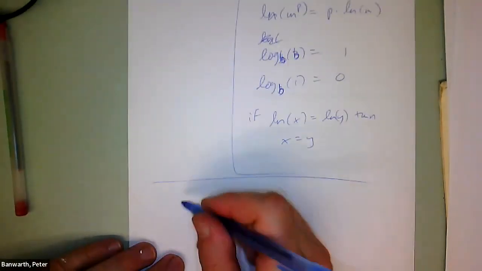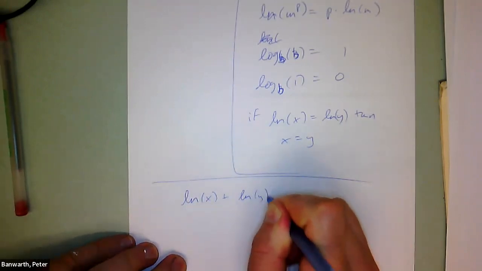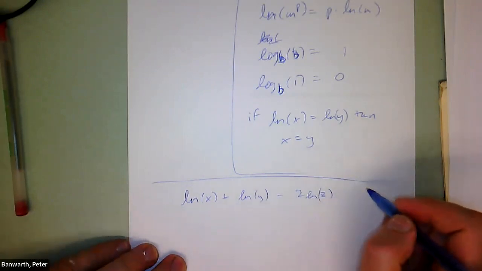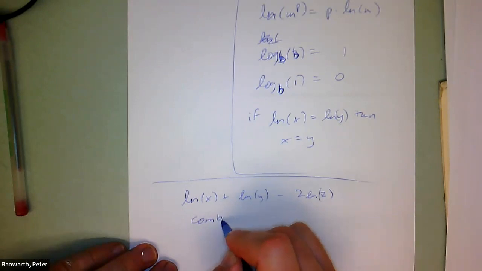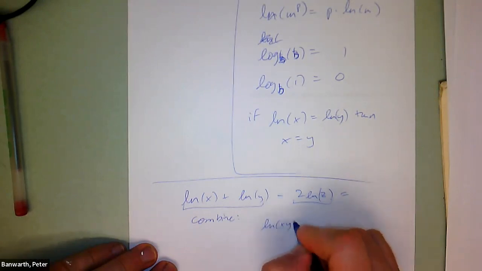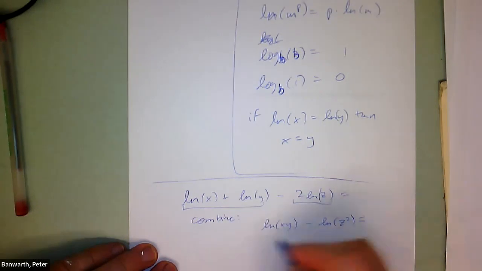So if you see a question like log of x plus log of y minus 2 log of z, and you want to combine, you need to look at these different pieces and say, okay, that's log of xy minus log of z squared, which is log of xy over z squared.